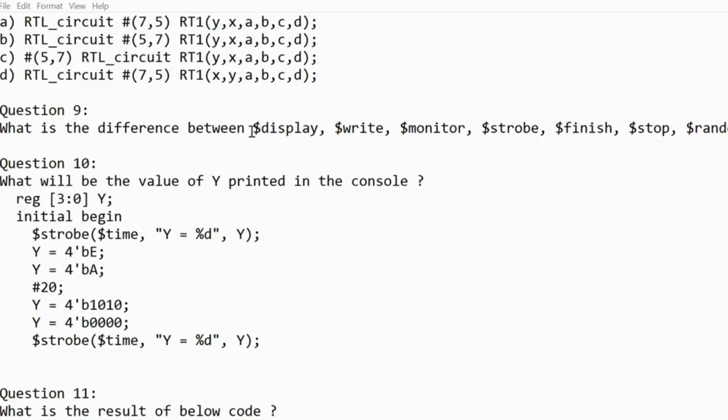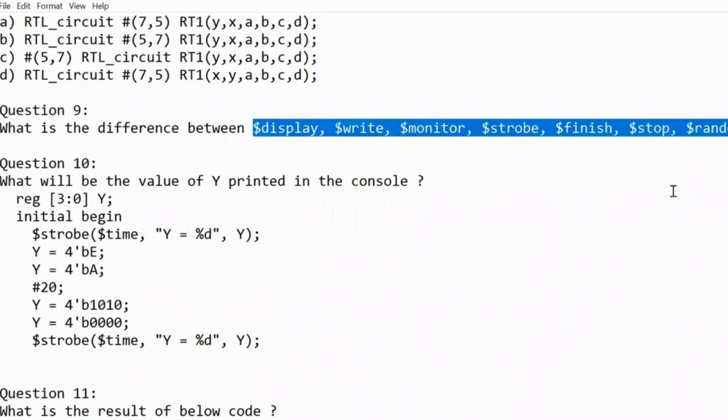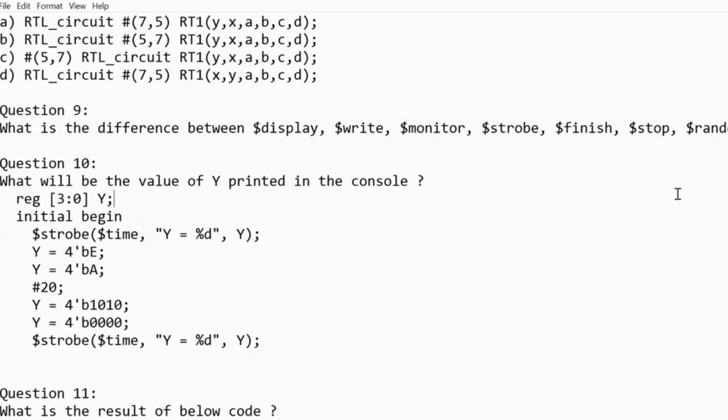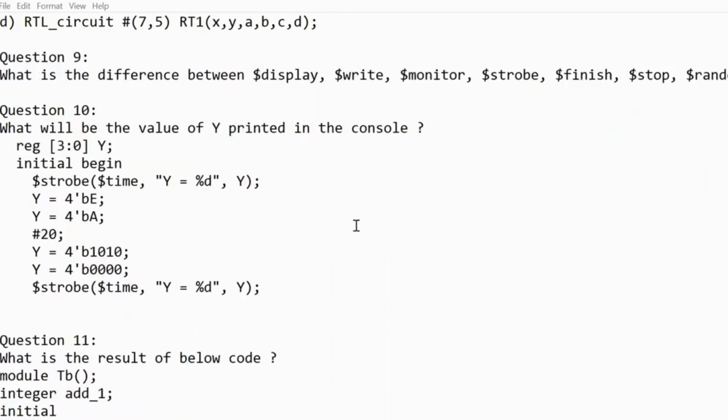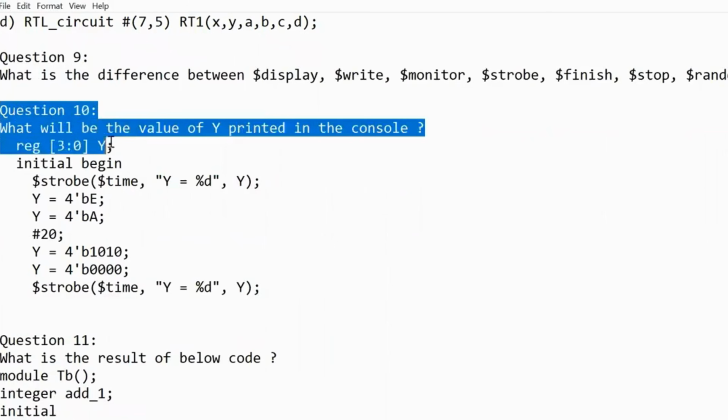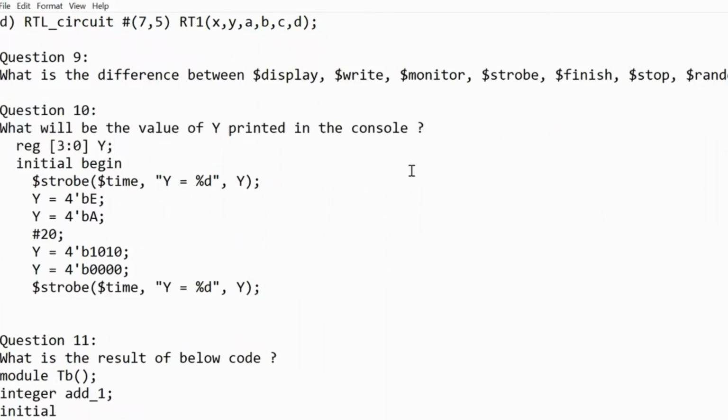Did you get the clarity, everyone? These are system tasks. We also have other system tasks like $dumpfile, $dumpvars, $dumpoff, $dumpon. So you can concentrate on those. Do you have any doubts up to now? $strobe, once again, can you say? That's what we are discussing here in question 10. We'll discuss that. Any doubts, others?